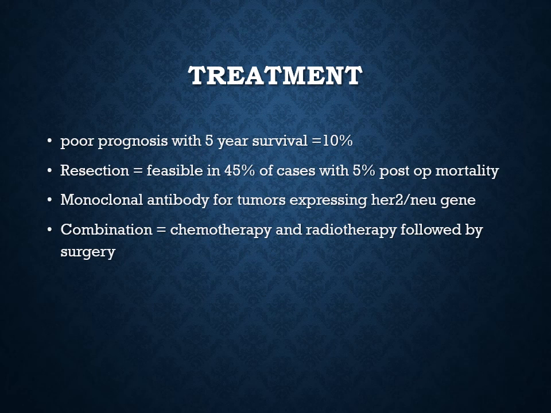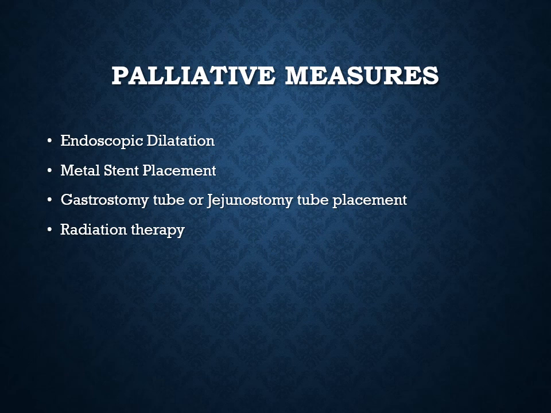Monoclonal antibody for those expressing the HER2 neu gene appeared to enhance the likelihood of benefit. Combination of chemotherapy and radiotherapy followed by surgery was noted to be beneficial. And for the incurable, surgically unresectable patients, palliative measures are done. Mostly the issues are malnutrition, dysphagia, and management of tracheoesophageal fistula.